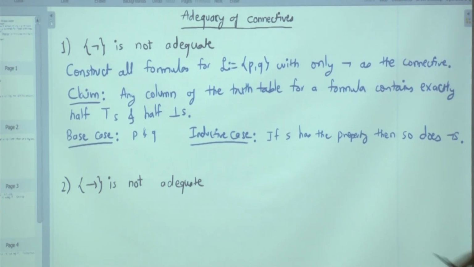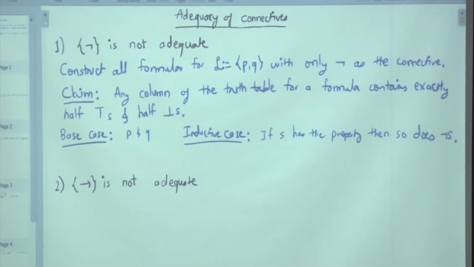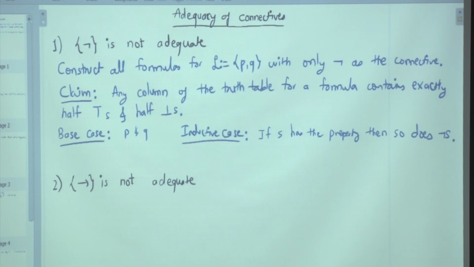What about the second problem, that singleton implication is not adequate? Tautology cannot be constructed? No. P implies P is a tautology. Negation P cannot be constructed. How will you argue? I can take a single variable. Single variable, okay, good start. So we start with only the single variable case. Then what are the formulas that you can construct?